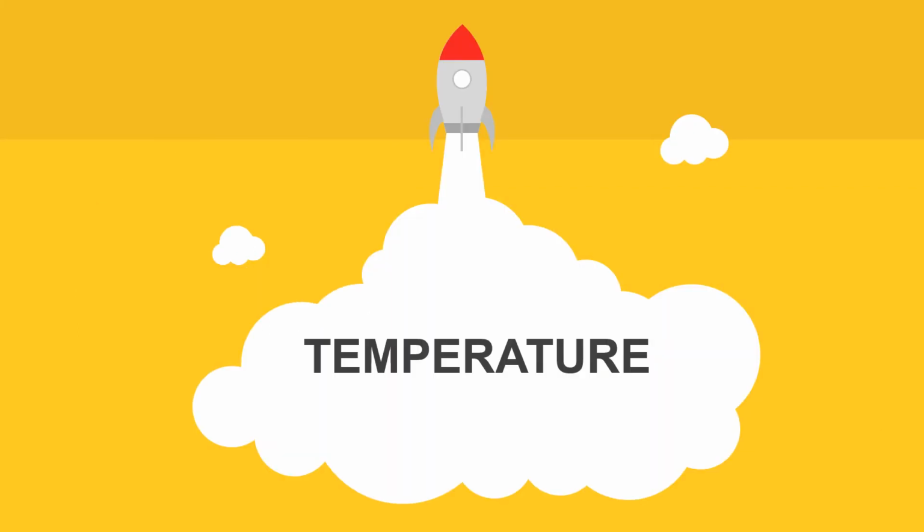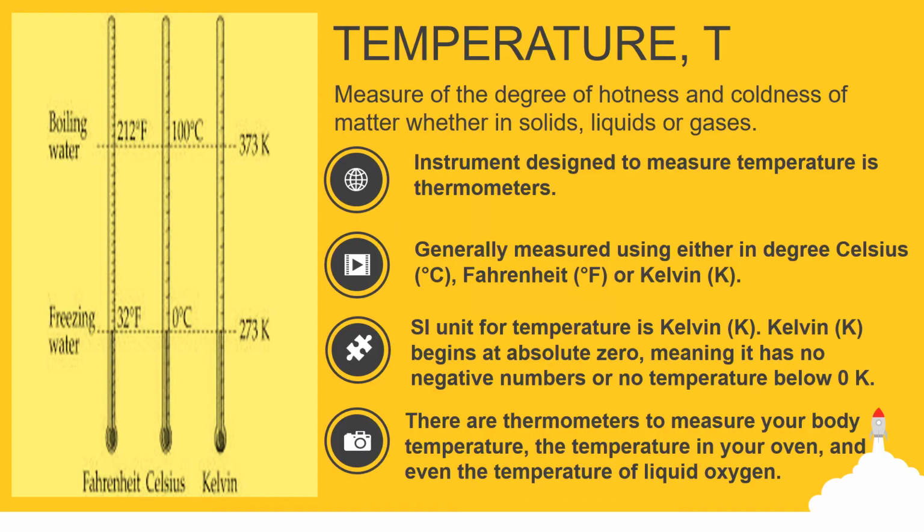Okay, the first part is the temperature. So you already know what temperature is. This is the basic concept: temperature is a measure of the degree of hotness and coldness of matter, either for solid, liquid or gases. So basically, the instrument used to measure temperature is the thermometer. Okay, call it a thermometer.